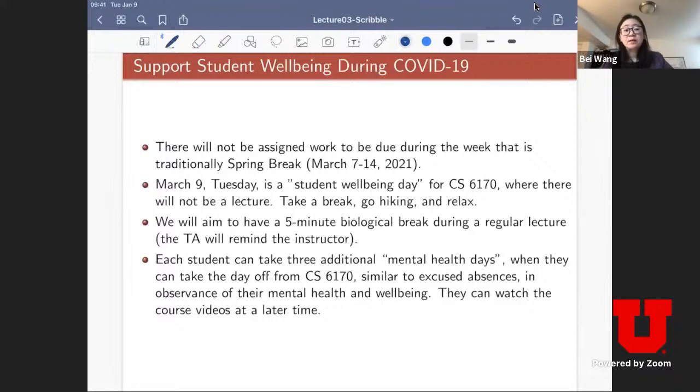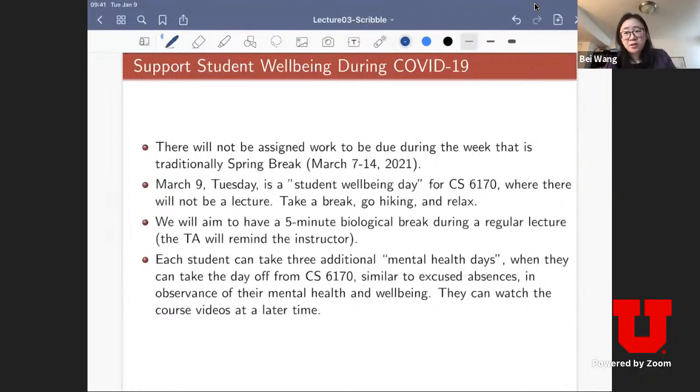The last one is that every student can take additional mental health days, 3 mental health days, which means you can take the day off from the lecture, from this class, any day you want. It's similar to an excused absence. So if you just say, okay, somewhere in April, I'm just too overloaded, burned out, I'm just going to take today off, that's fine, because everything is recorded on YouTube and you can always come back and watch it in your spare time.